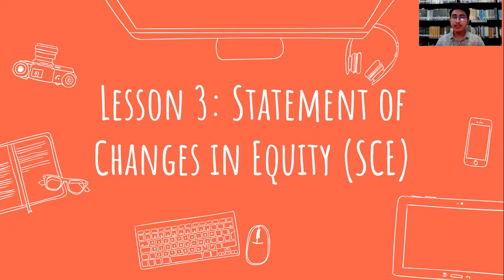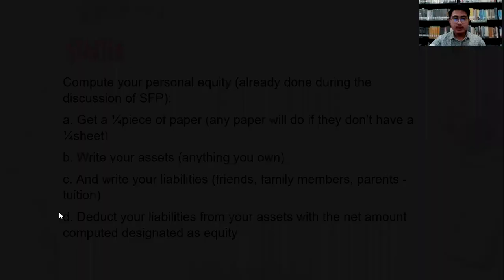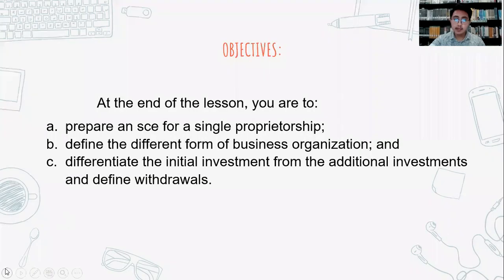And for today's recorded video discussion, we're going to discuss Lesson 3, entitled The Statement of Changes in Equity, also known as the SCE. Before that, let me tell you the objectives of this lesson. First, you need to prepare an SCE, or Statement of Changes in Equity, for a single proprietorship. Next is to define the different forms of business organization, and last, differentiate the initial investment from the additional investment and define withdrawals. Okay, so yan po yung magiging focus natin for today's recorded video discussion.